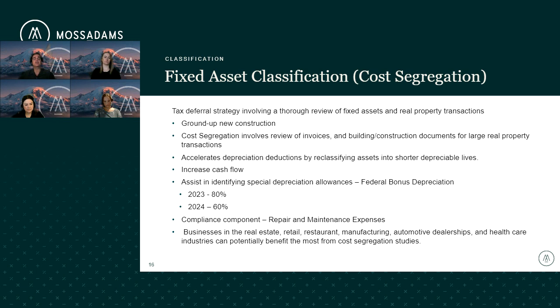There's a compliance component. Repair and maintenance expenses sometimes get bundled in this and get capitalized. So if you're in a high tax state like California or New York, there's an additional incentive that may not conform to bonus depreciation. There's an additional incentive to identify things as repair and maintenance expenses. It applies to virtually all types of facilities in a for-profit environment. Manufacturing is very popular in this area. Real estate, obviously, restaurant, retail.